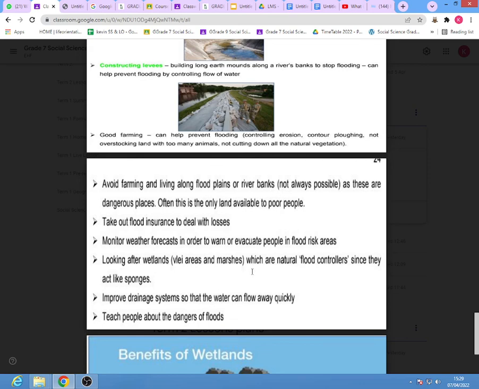What can we do also to prevent flooding? Avoid farming and living along floodplains or riverbanks. Because why? They are easily flooded. Take out flood insurance to deal with the losses of flooding. You need to be able to monitor the weather in order to warn or evacuate people in flood risk areas. And then another thing is to look after your wetlands, which are natural flood controllers since they act like sponges, right? Improve your drainage system so that the water can flow away quickly, and then teach people about floods.